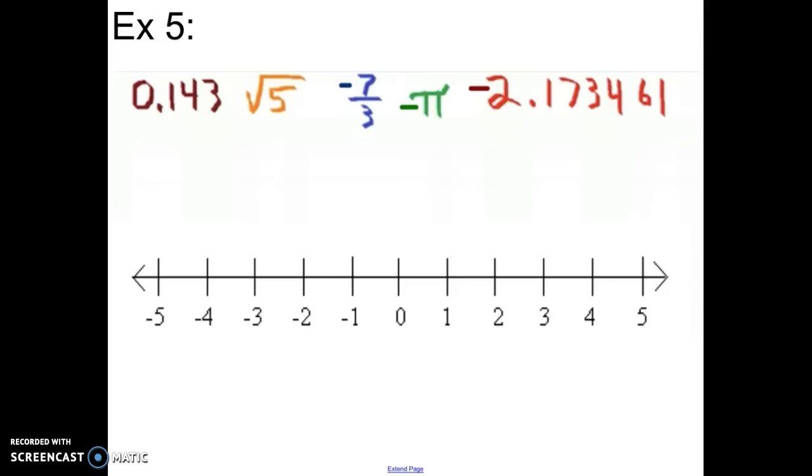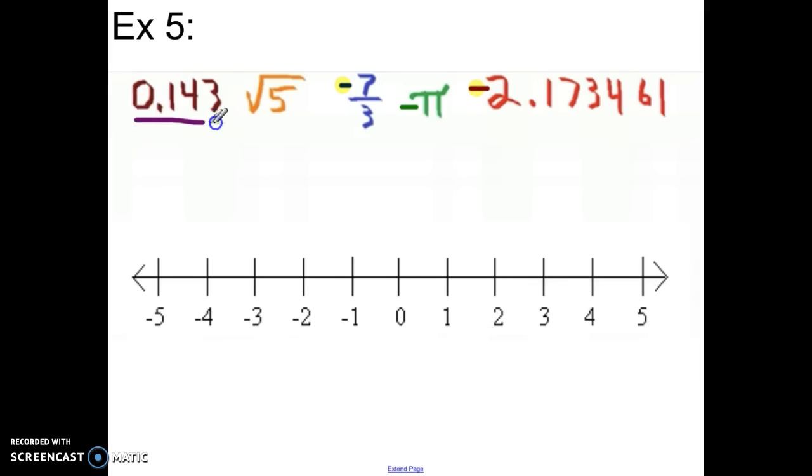Our last task for today is to graph rational and irrational numbers on the number line. The first thing you need to do is look at the sign. Anything with a negative sign is going to be to the left of 0. Anything with a positive sign is going to be to the right of 0.